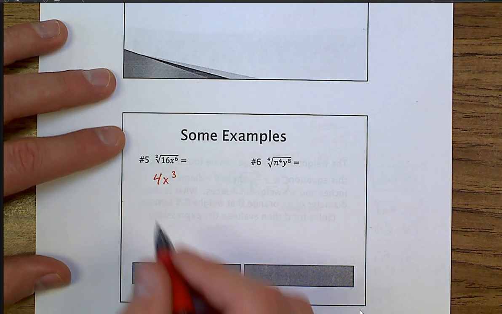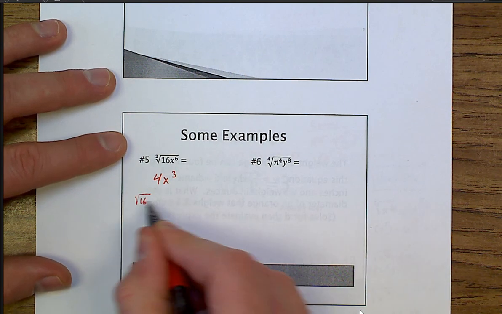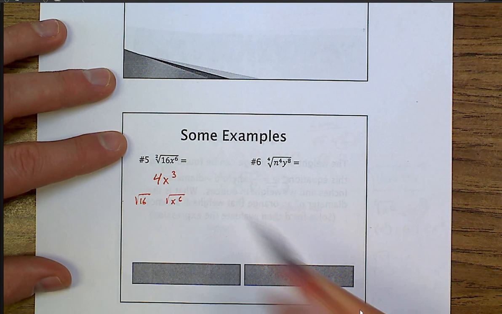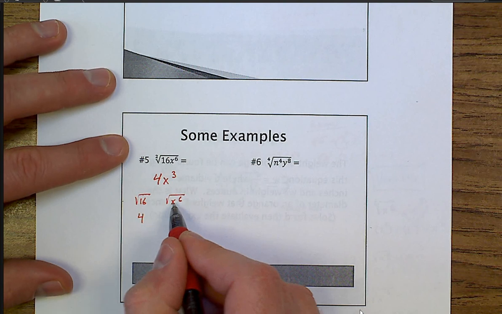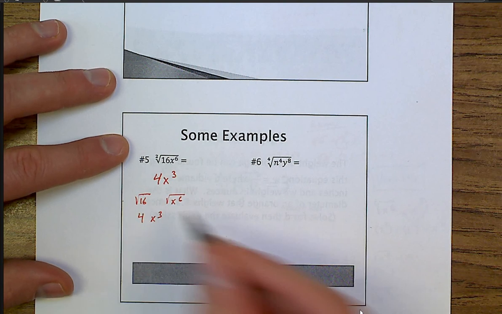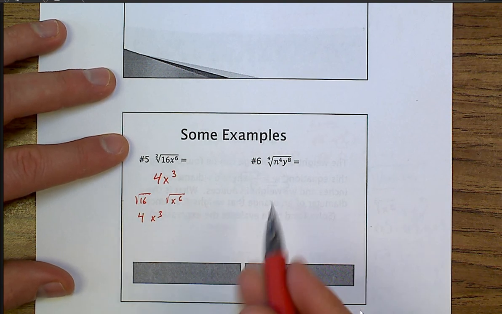I'll have some students who will break this up. They like to break things up, and they'll do it like this. So they'll break up the numbers and the letters, and they'll go 4, and they know the square root of x to the 6th would be x to the 3rd, because x to the 3rd times x to the 3rd is x to the 6th, and there's our answer.